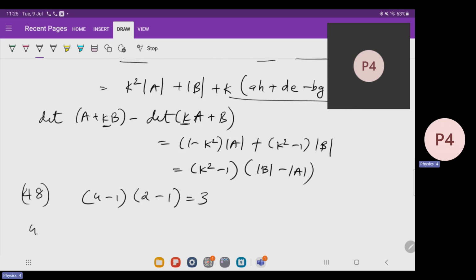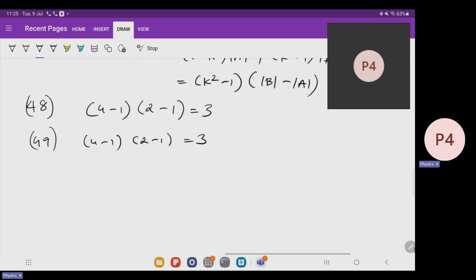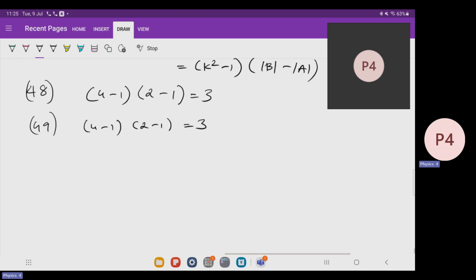What about 49? In 49, it is A minus 2B and minus 2A plus B. So k is minus 2 there. So k square minus 1 is the same thing. This will also be 3. So 48 is 3, 49 is also 3. This was the first paragraph. Paragraph 2.